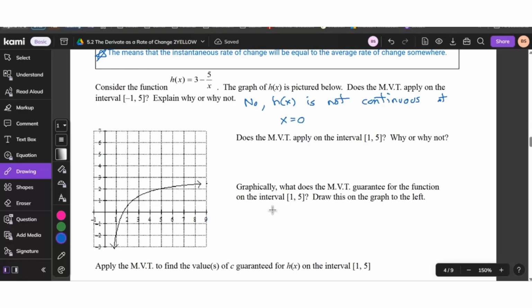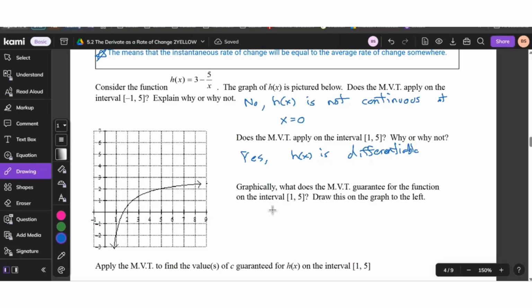Nope, forget it. Does it apply on the interval from 1 to 5? Heck yeah. Right, now I'm going from here to here. Yeah, that works. I can do that. So yes, h of x is differentiable. Now, do I technically need to say continuous then? No, because differentiable means continuous. Continuous doesn't mean differentiable, but differentiable means continuous. So we could say that, right? And we know that because it has none of those hard corners or cusps, right? So that's how we know this thing is differentiable.